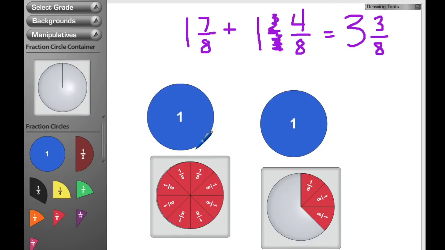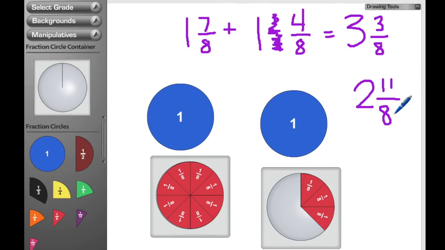If I did not use manipulatives to figure this out, and I just used math, I would think to myself, well, 1 plus 1 makes 2 wholes, and then 7/8 plus 4/8, well, that would make 11/8. But do you see a problem with this being our final answer? This right here is an improper fraction. The number on top, the numerator, should not be larger than the denominator. So I need to turn it into a more simplified mixed number.